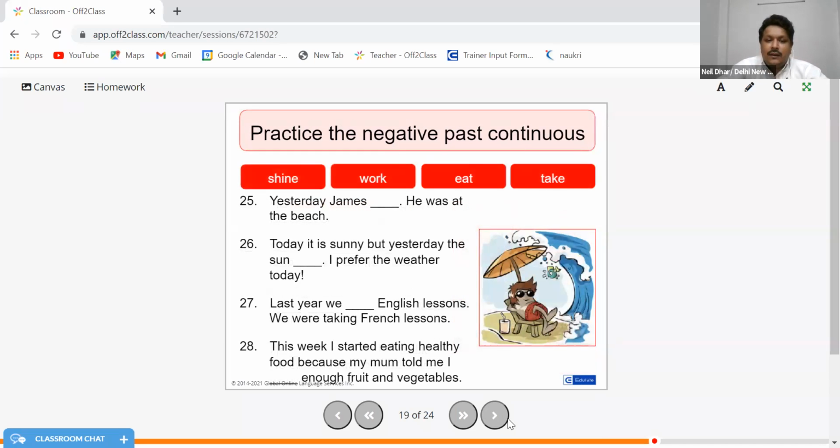Next, number 25. Yesterday, James wasn't working. He was at the beach. 26. Today, it is sunny, but yesterday, the sun wasn't shining. I prefer the weather today. 27. Last year, we weren't taking English lessons. We were taking French lessons. Okay, now let's try and make it positive. Last year, we were taking English lessons. We were taking French lessons.